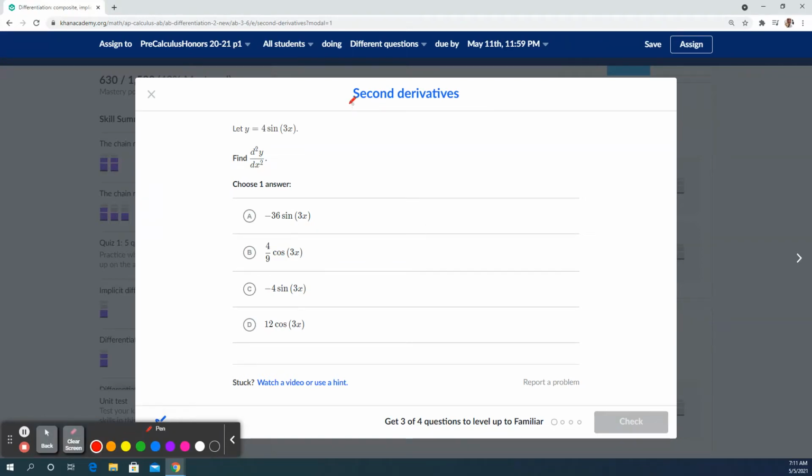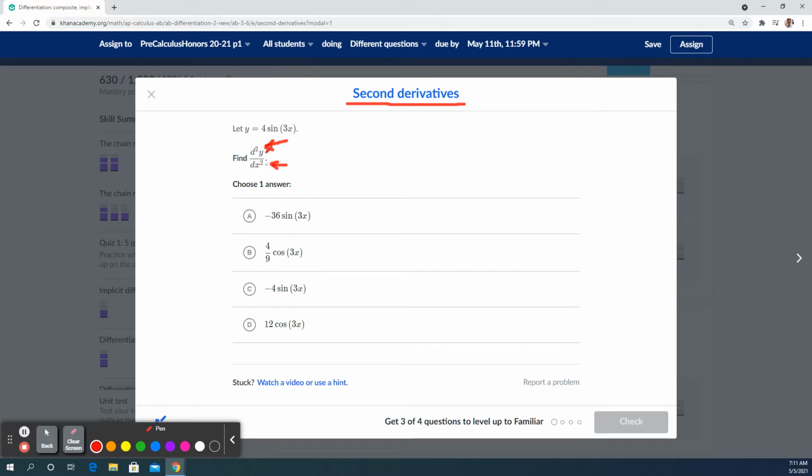We are doing second derivatives. Luckily, there's no new process here. It's just a repeat of the same process we already know and just the new symbols that represent it. So if we look here, we have what looks like exponents, but that refers to the second derivative. So it's all in context.